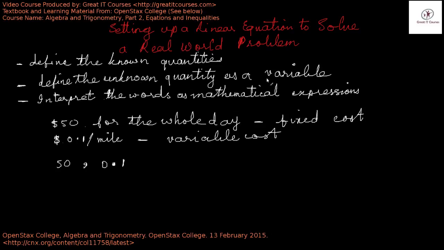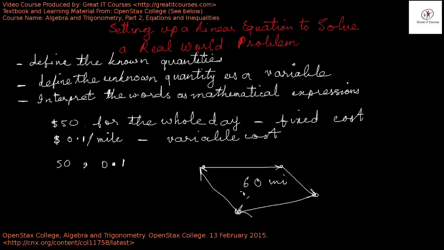Now define the unknown quantities and define them as a variable as the second step. When you rent a car, you don't know exactly. You might have an idea, for example, you might say I want to go from this place to this place first, and then I'm going to go to the other place, the second stop, and I'm going to stay here for, let's say, 2 hours, and then I'm going to come back to the car agency. So this is going to be a displacement of, let's say, I don't know, 60 miles.